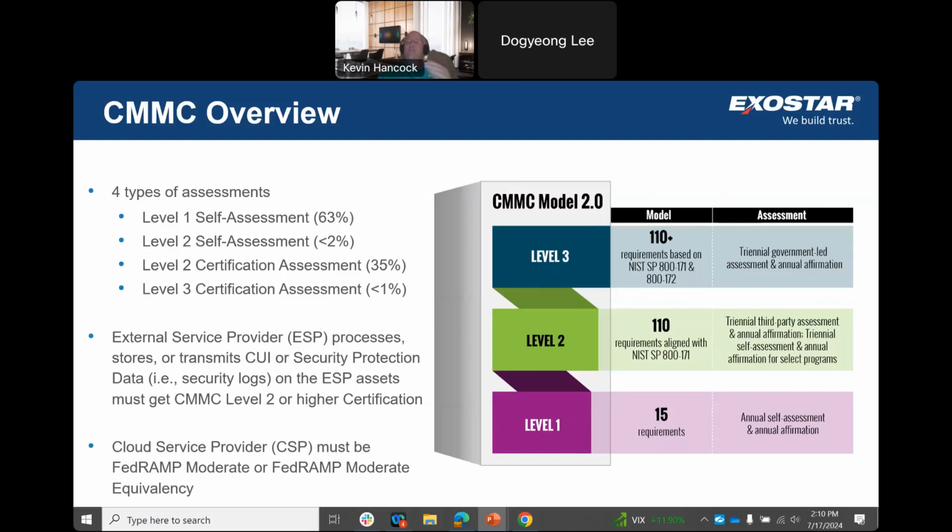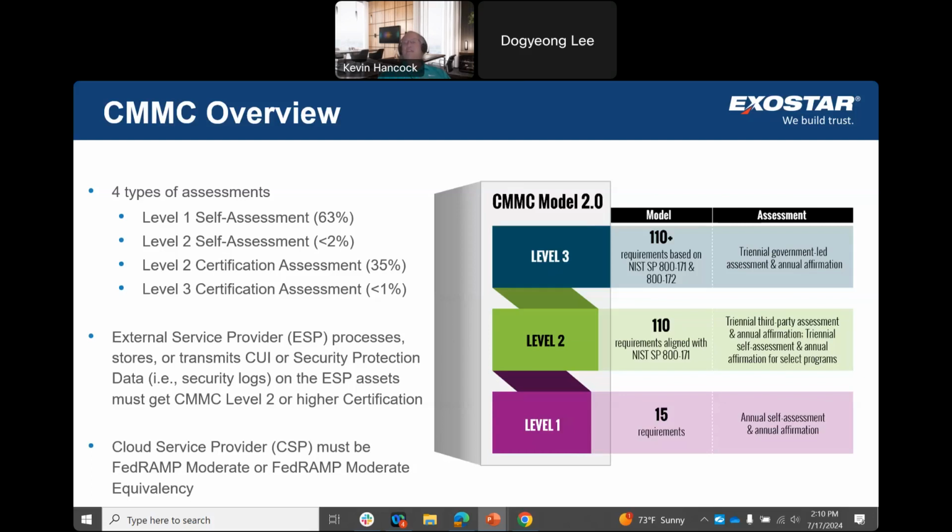On the left where you see those different percentages, that's the number of organizations within the defense industrial base that are expected to need to adhere to that particular level. So 63% of the organizations within the DIB are expected only to need level 1. Level 2 is 35 or 37%, and level 3 is less than 1%.